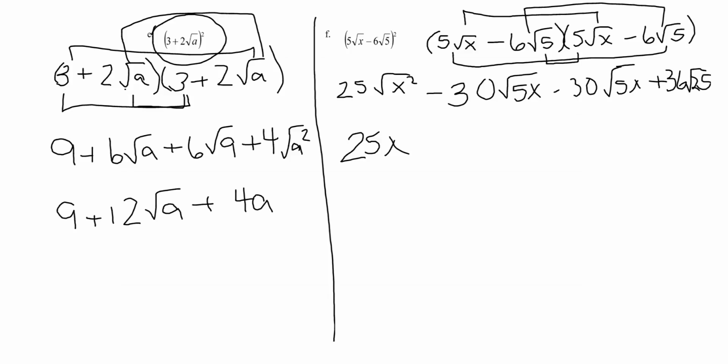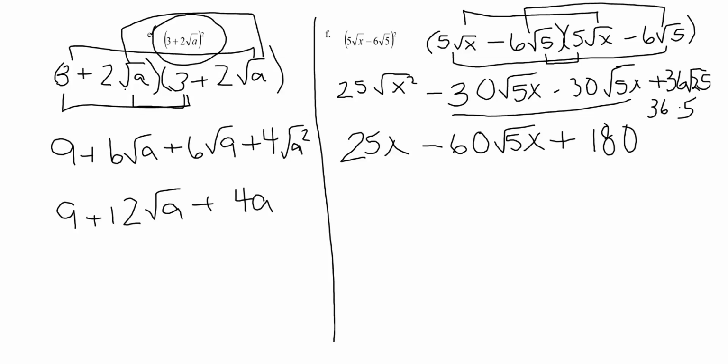My middle two terms are like radicals, so I can add them together. Negative 30 plus negative 30 gives me negative 60 square root 5x. And then on the other side, 36 times the square root of 25. The square root of 25 is 5. So we're going to do 36 times 5 here, which will give me 180, so plus 180. Okay, and again, if you look at this problem, since we've simplified everything, I don't have any like terms, so I can't do any more combining. That is it.